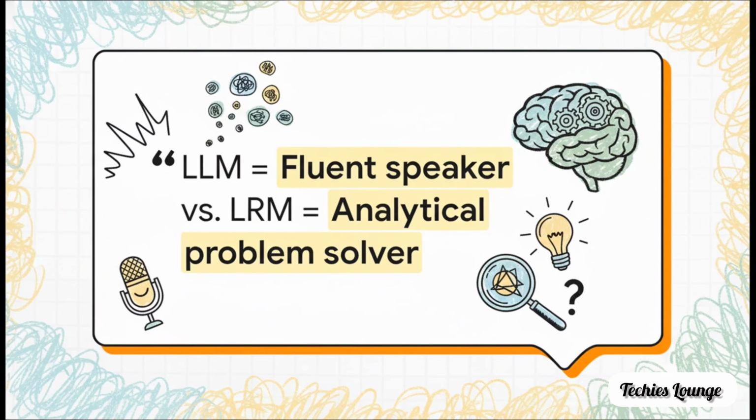Okay, so to make this super simple, we're going to stick to one core idea for this entire explainer. Think of a large language model, an LLM, as a super fluent, charismatic speaker. It can talk about pretty much anything. Now contrast that with a large reasoning model, an LRM. This isn't a speaker, it's an analytical problem solver. It doesn't just talk, it thinks.